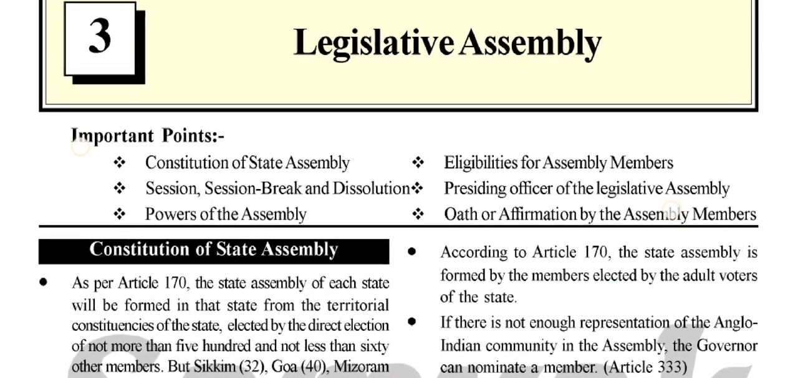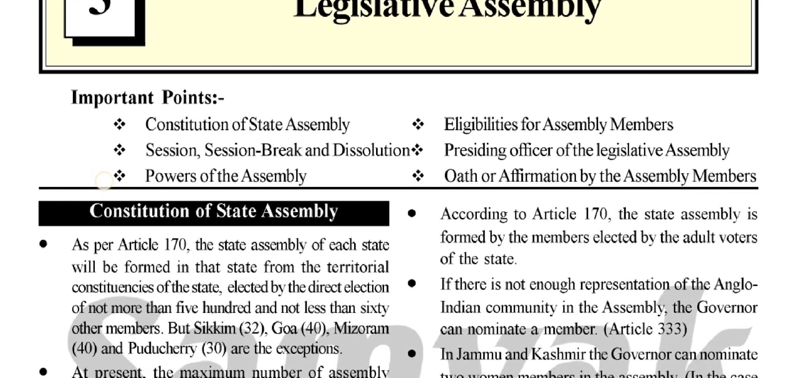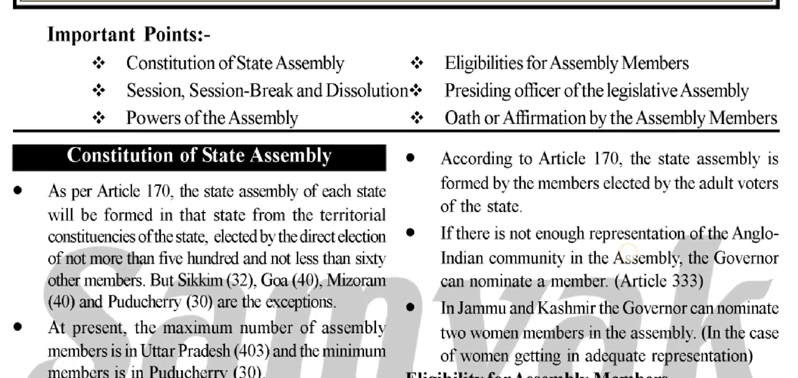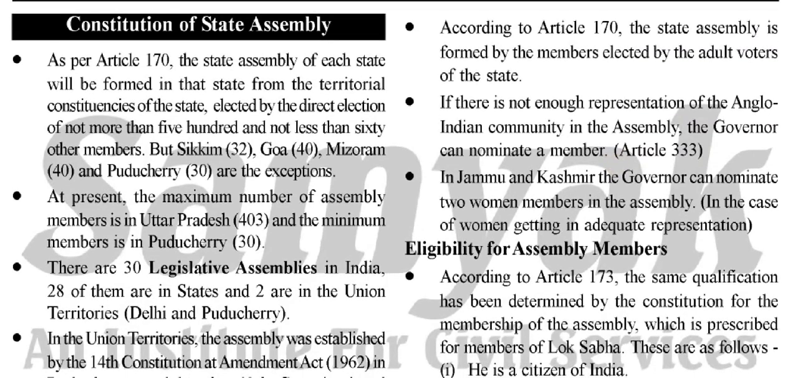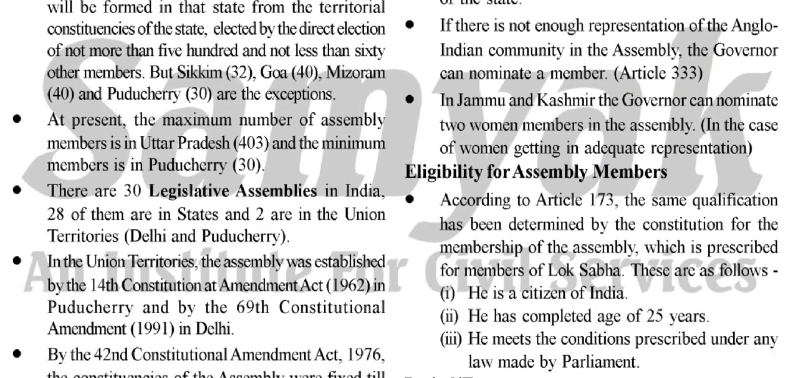Legislative Assembly. Constitution of the State Assembly. As per Article 170, the Legislative Assembly of each state will be formed of not more than 500 and not less than 60 members, chosen by direct election from territorial constituencies in the state. But Sikkim 32, Goa 40, Mizoram 40 and Puducherry 30 are exceptions. At present, the maximum number of assembly members is in Uttar Pradesh, 403, and the minimum is in Puducherry, 30. There are 30 legislative assemblies in India.